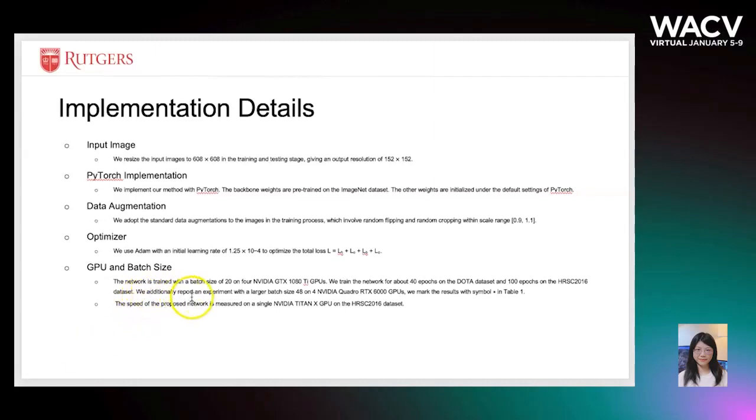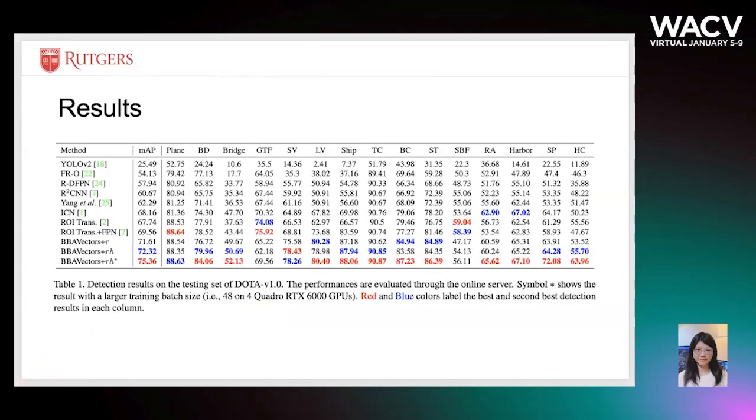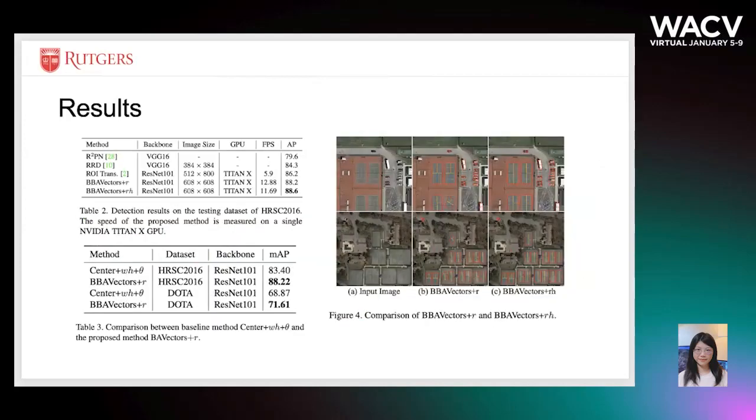We additionally report an experiment with a large batch size of 48 on 4 NVIDIA Quadro RTX 6000 GPUs. The red color labels the results with a large batch size. Compared with the blue color, it can be seen that the large batch size improves the results by a large margin. Compared with the baseline method, the BBA vectors achieve better performances.